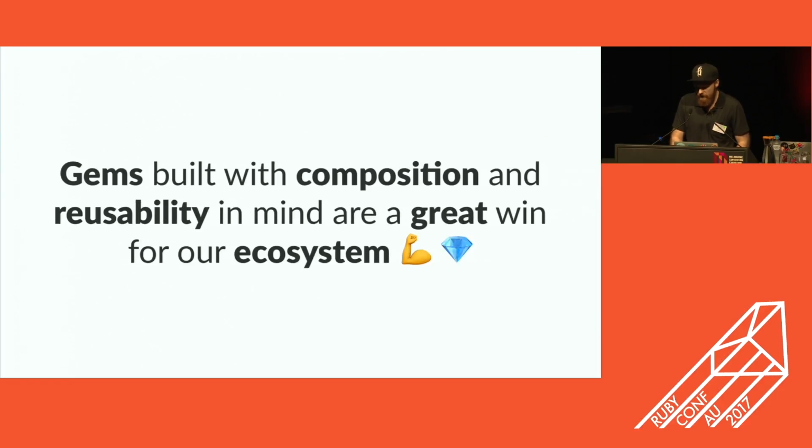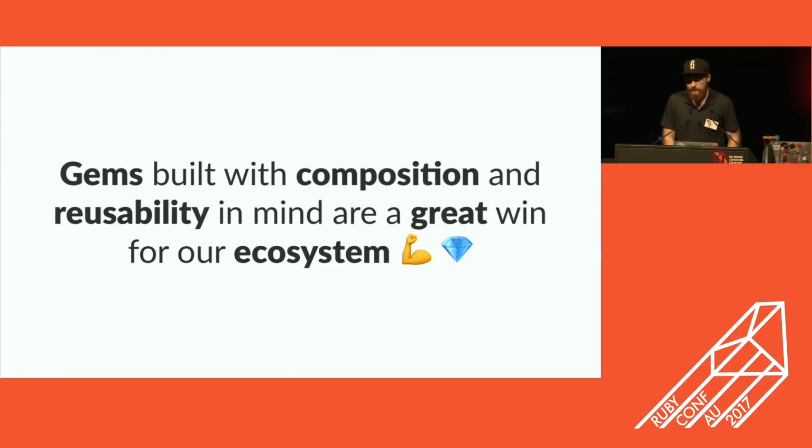Now, I really think that gems that are built with composition in mind, that are just really easy to reuse and easy to become a foundation for some other abstractions, are a great win for the ecosystem. And we already have a couple of really big proofs, like Tim already mentioned in his keynote, Hanami and Trailblazer. These are great examples of gem composition, library composition.